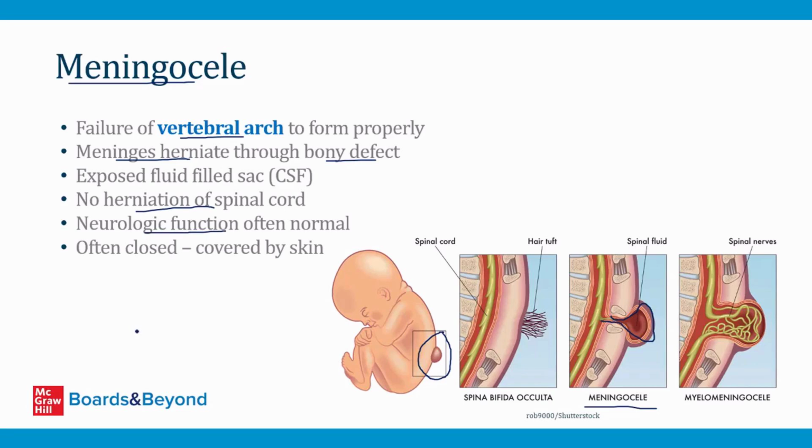And in most cases, a meningocele is an example of a closed neural tube defect. And that's because, although the meninges are herniated through the region where there's no vertebral arch, the meninges are covered by skin, and that keeps this defect closed so that you don't have meninges exposed to the external environment.